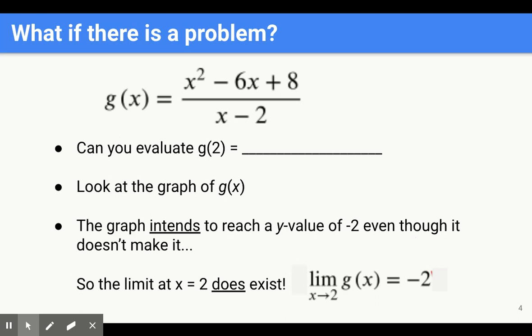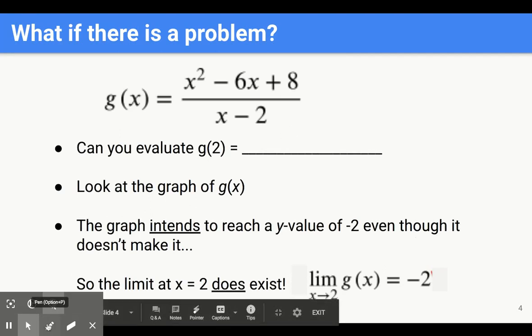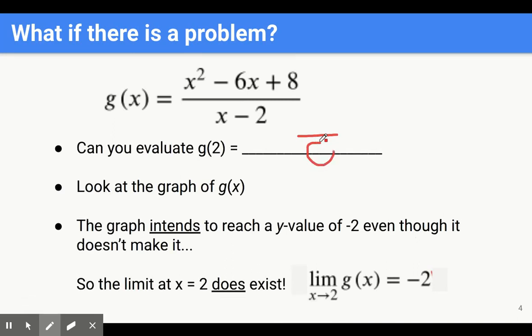Now you might have noticed that the bottom is 0, and you might have stopped at saying, well, that means it's undefined. Let me just write the fraction and put the 0 in the bottom. But what happens if we are also looking at the top and plugging 2 into the top? Then you should notice that you get 4 minus 12 plus 8, which is also 0. And when we get 0 over 0, anything can happen.